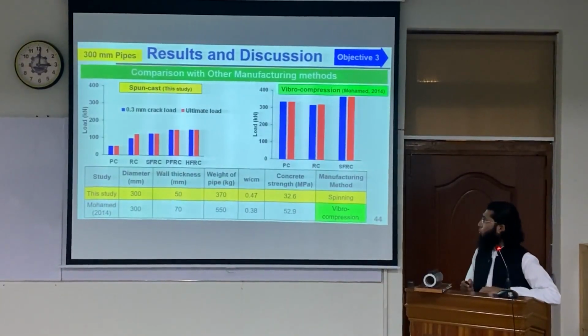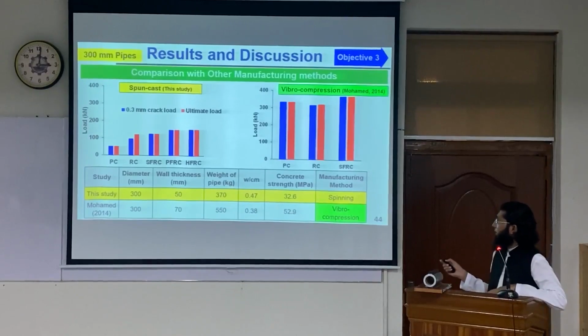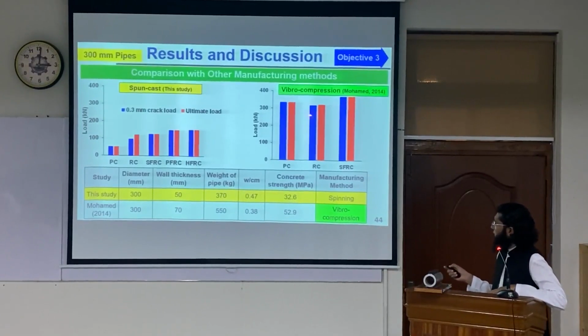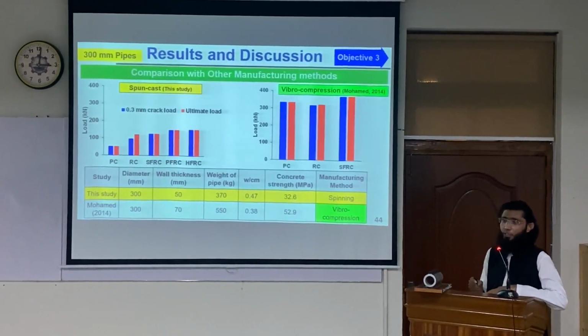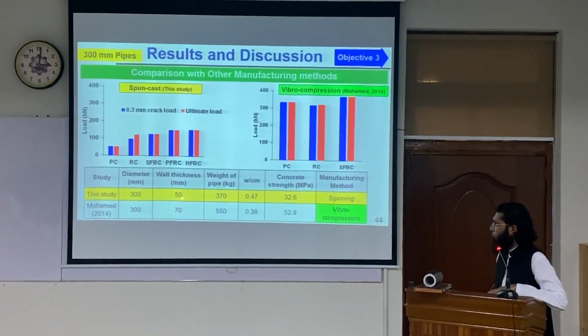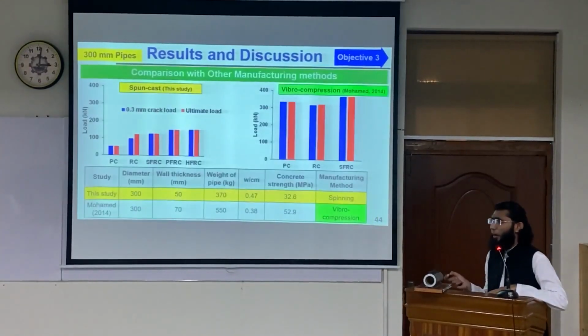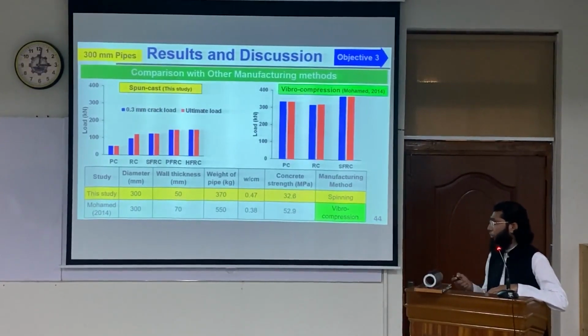Just to give a broader context to this study, comparison was done with a variable compression based study conducted by Muhammad, although this study was not conducted in Pakistan, just to clarify. The strength and the capacities in these pipes were way higher compared to the pipes in this study, and this is the reason. Muhammad cast pipes with larger wall thickness, lower water cement ratio, and much higher concrete strength, and used the variable compression method. This also signifies that the concrete mixture and the manufacturing method are key factors that affect the performance of the pipe.